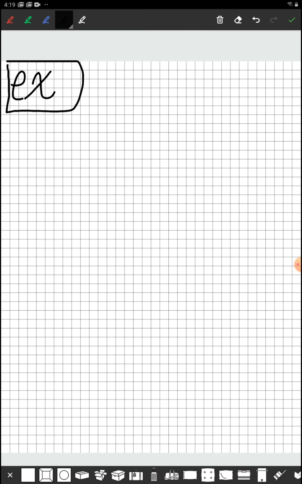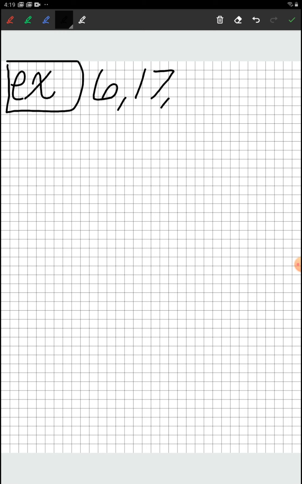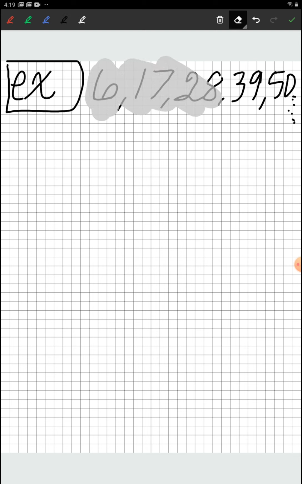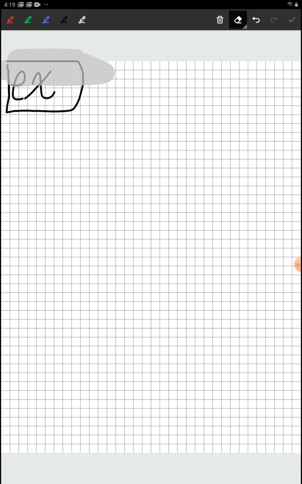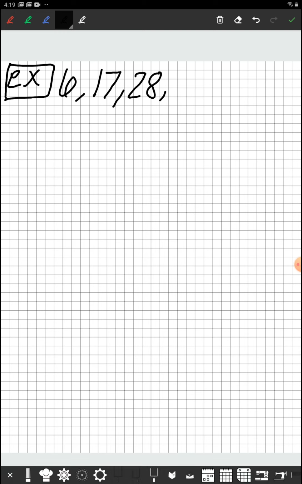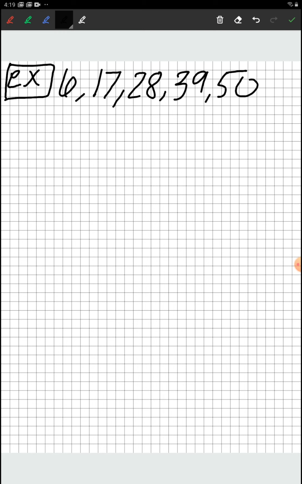Okay, so let's consider the sequence 6, 17, 28, 39, and 50. It keeps going, guys, but you know what? Let me just erase it and start over. So we said 6, 17, 28, 39, and 50.